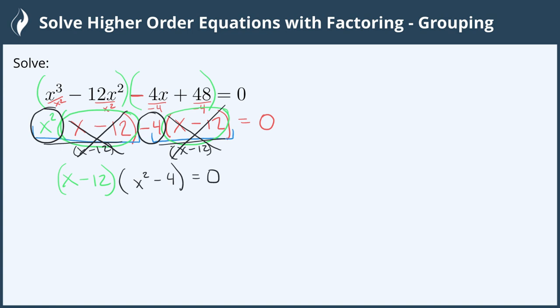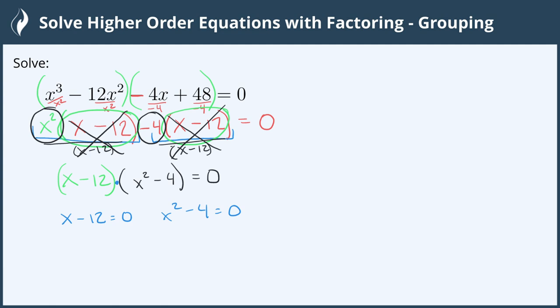Now that we have this factored and it equals 0, we can use the zero product property, meaning that if I have two things being multiplied together, which I do right here, and it equals 0, the property of 0 is that one or both of them would be 0. So we're going to make both of them equal 0: x minus 12 equals 0, and x squared minus 4 equals 0, and solve for the variable.